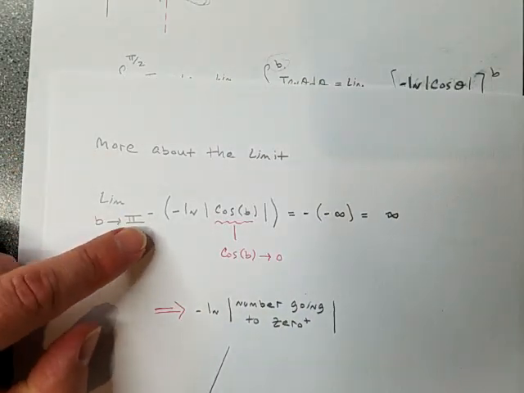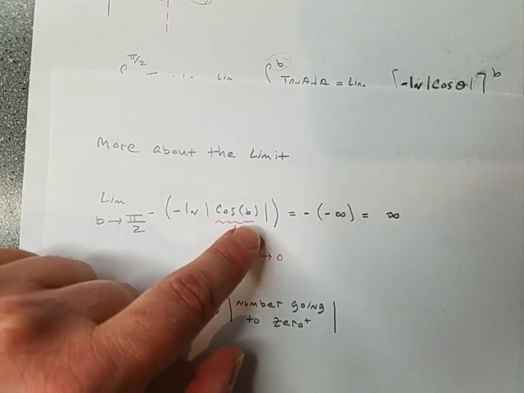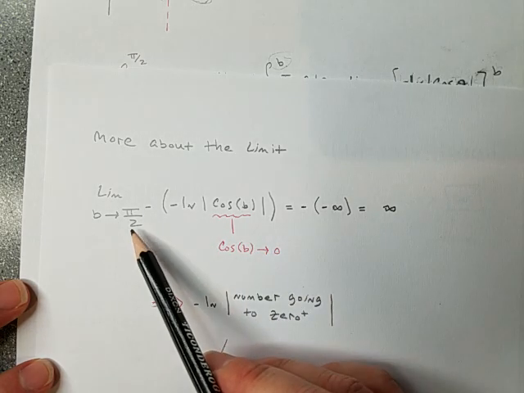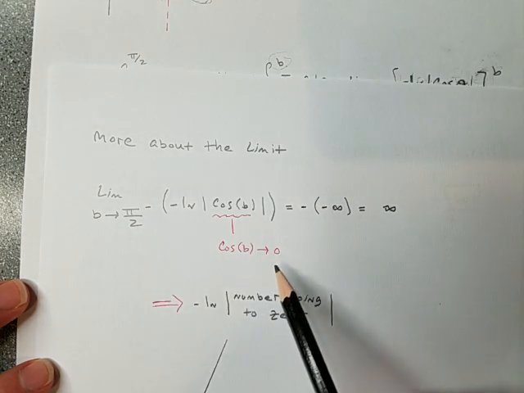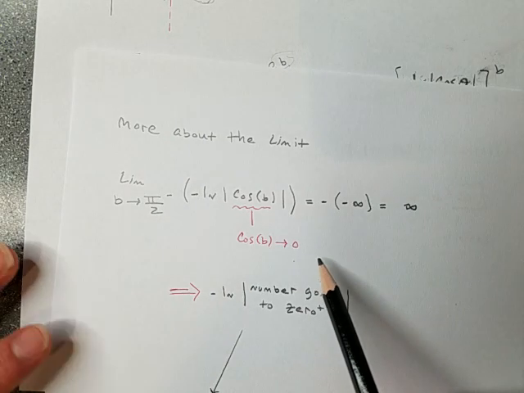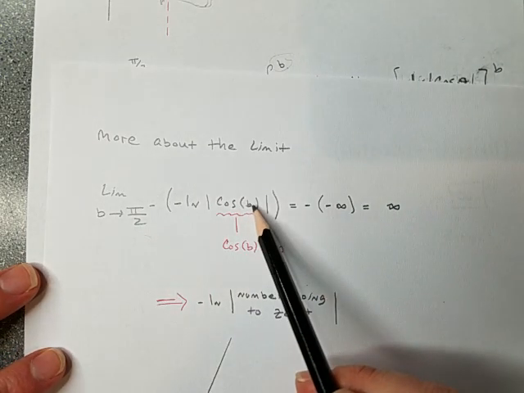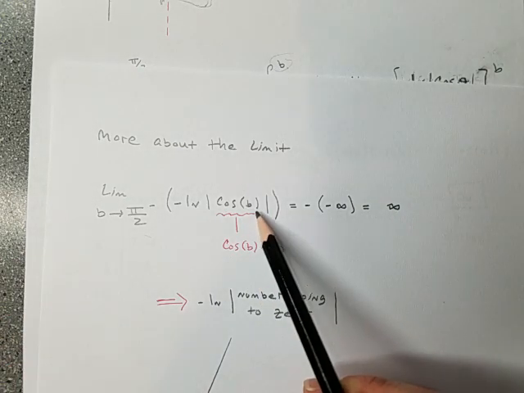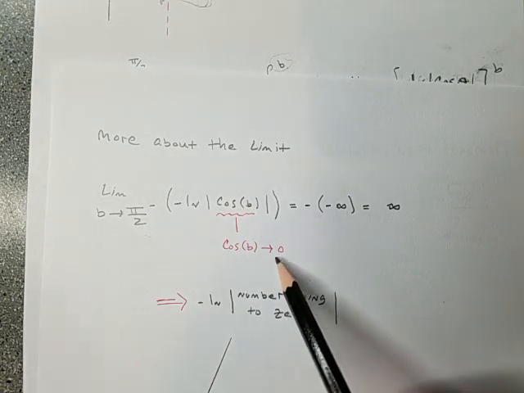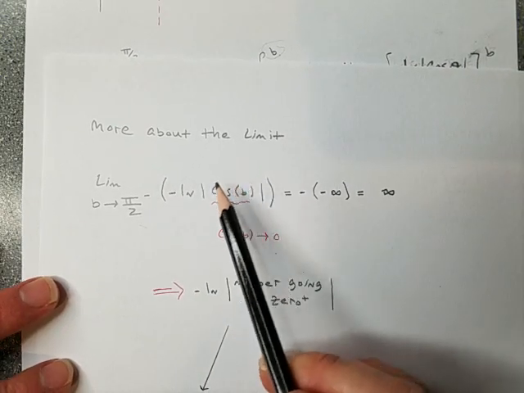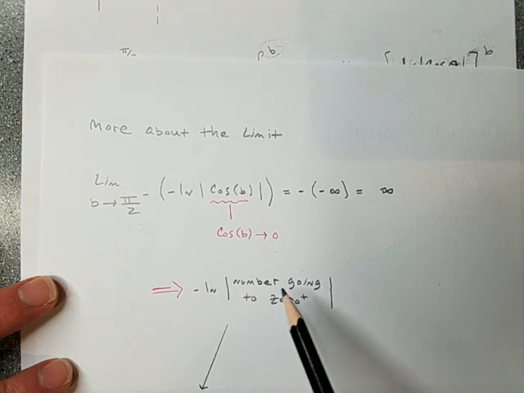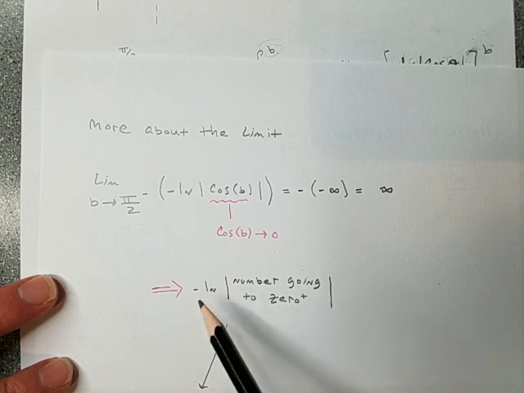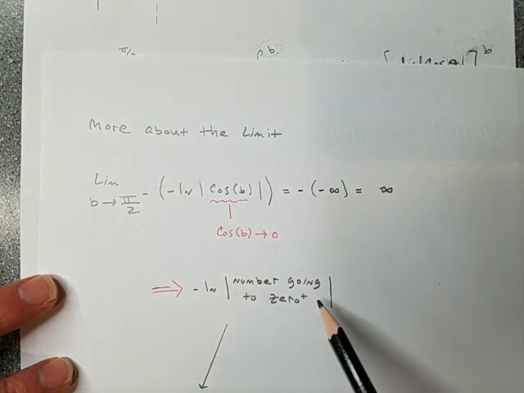Limit as b goes to pi over 2 from the left, negative natural log cosine b. So, first of all, if b goes to pi over 2, cosine b will go to 0. That's what happens to cosine. The closer the angle gets to pi over 2, the closer the cosine of the angle gets to 0. In fact, cosine of 90 degrees, cosine of pi over 2, is 0. So what you're looking at here is the negative logarithm of a number that's going to 0 from the right. What happens to that?